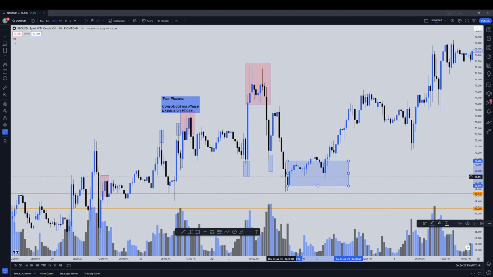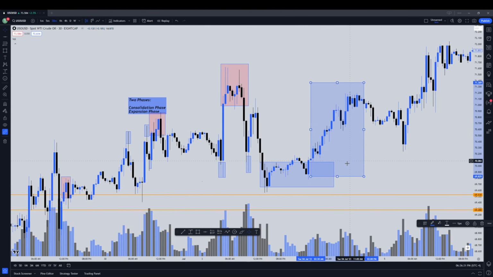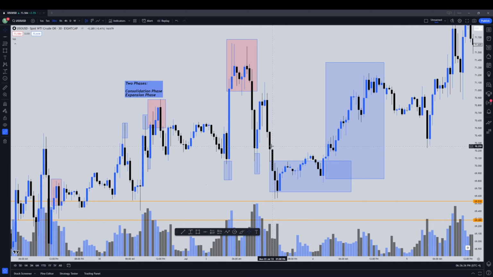Look at this. We have consolidation right here before we have a big move of expansion. And guess what? Look at this. Look how easy this is to read on the higher time frame too. We have an efficient area of the market right here. What do we do after we break out of consolidation? We fill up that efficient area of the market again.